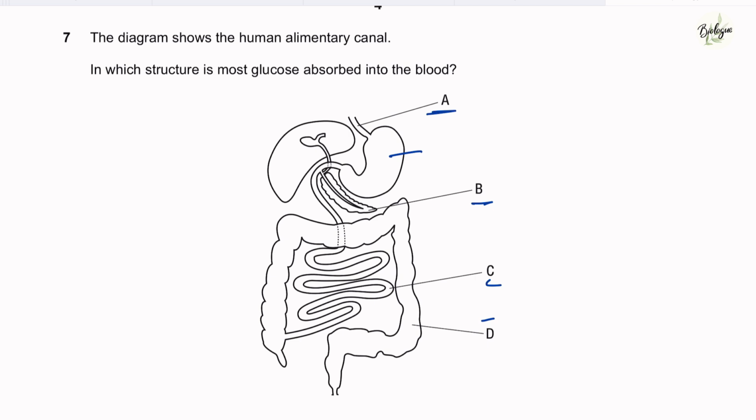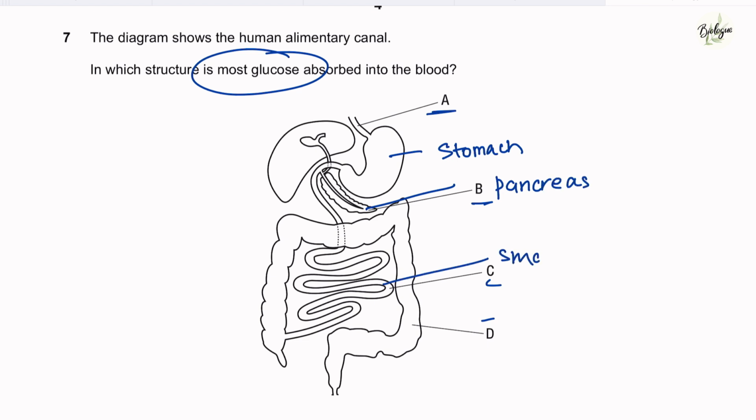Alright, so question 7. The diagram shows a human alimentary canal. In which structure is the most glucose absorbed into the blood? So structure A is the starting of the stomach, right? So this is the stomach. This is the pancreas. This is the small intestine. And this is the large intestine.